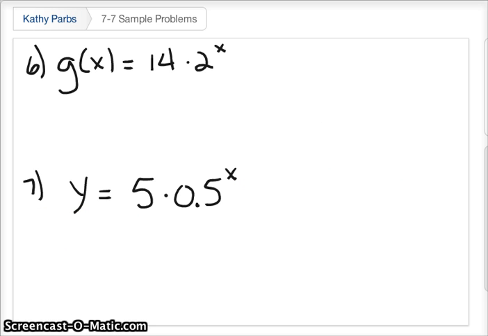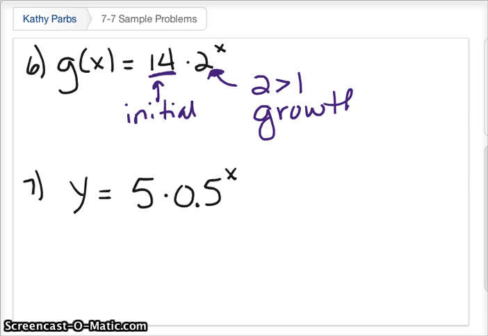Okay, in this problem, we have g of x equals 14 times 2 to the x, and we just want to identify some of these terms. Remember, the 14 will be our initial amount, and the 2, which is the base on our exponent of x, since that's greater than 1, that means this is our growth factor.